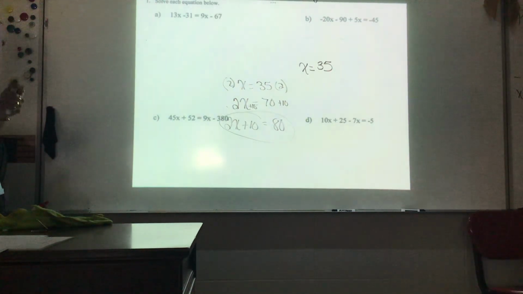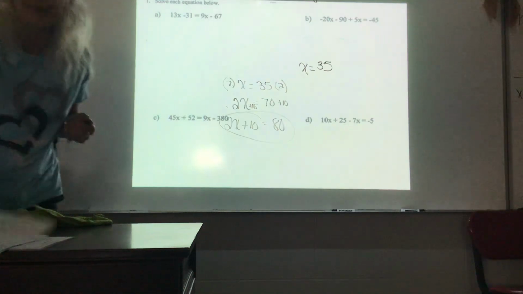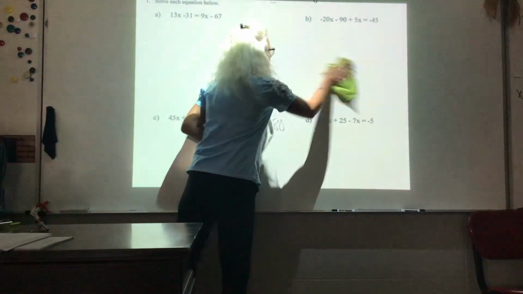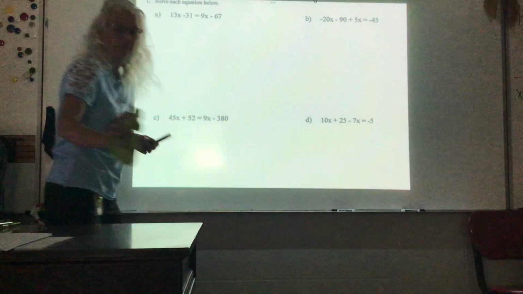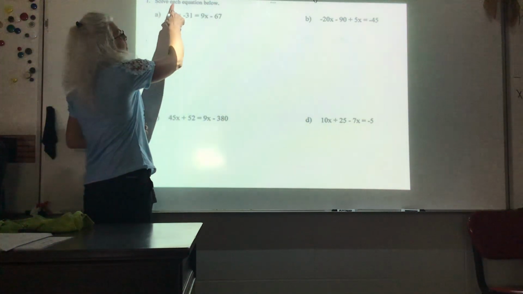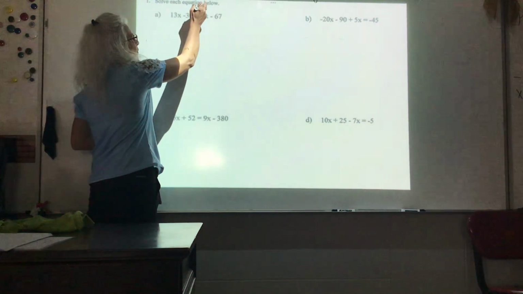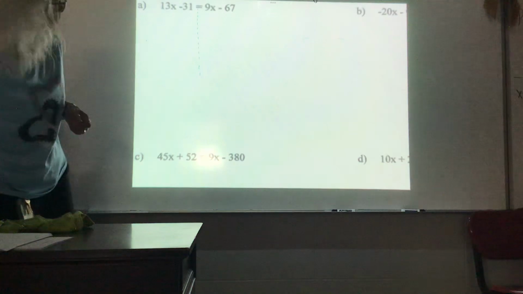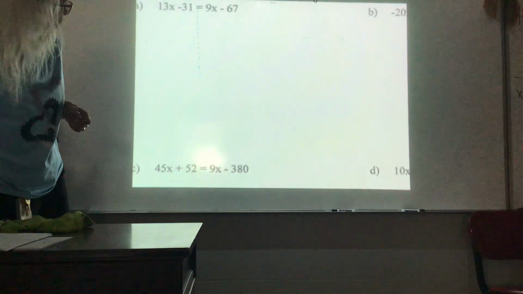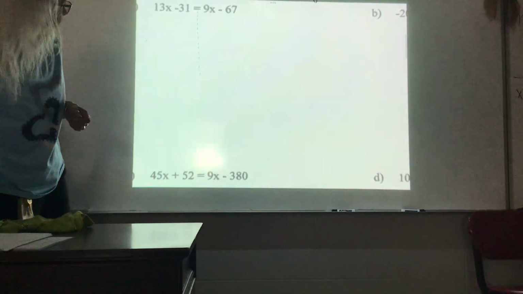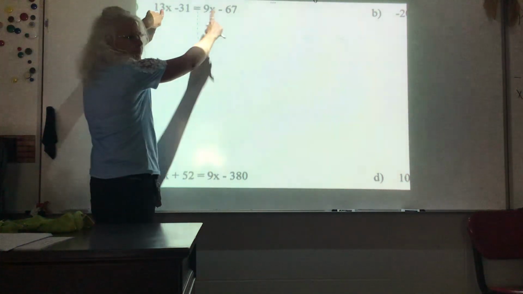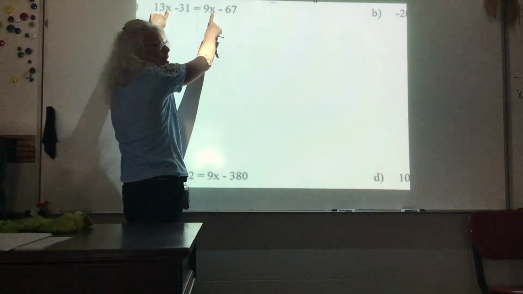So on the worksheet that you just got, it says equations, two variable terms, C. So on number 1, solve each equation below. So you're gonna find your equal sign and dot it. Put your finger on both of the variable terms. Is the equal sign in between them?